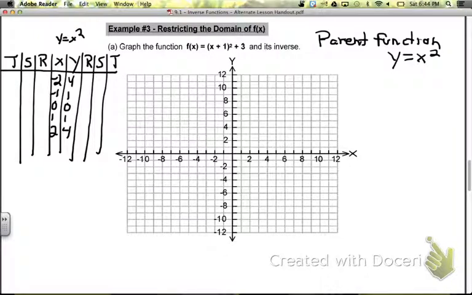Now, this 1 here tells me that it's going to move left 1. So that is a translation that affects our x's. And this 3 here tells me it's going to move up 3. So another translation that is moving our whole function up 3. We don't have any other transformations in this graph. So let's first deal with our x's here.